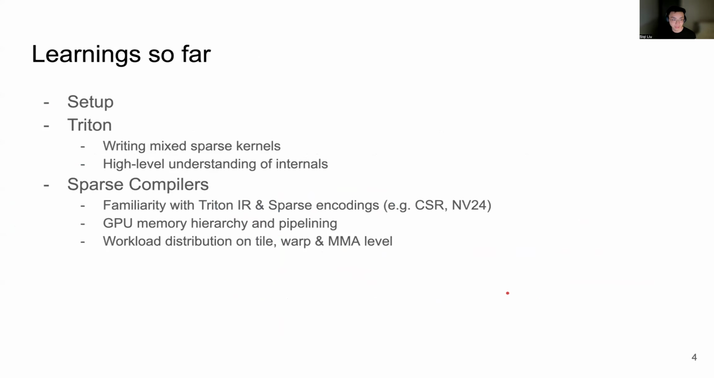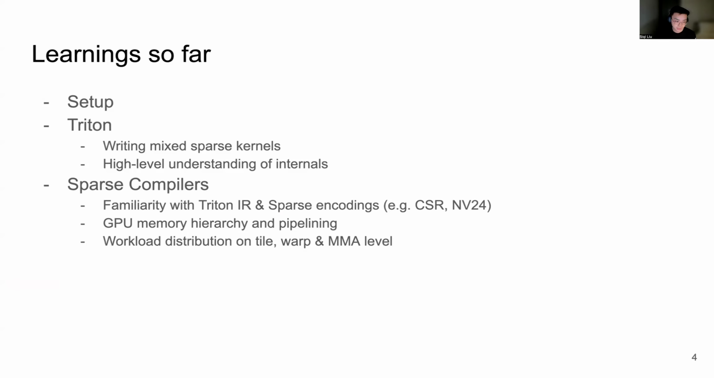So here are some of our learnings so far. I'm able to set up my environment on Compute Canada, as well as running some jobs. And I've learned a bit about Triton. I'm writing a few sparse kernels, which I'll talk about a bit later. And I also have a high level understanding of what is happening behind the scenes: which passes are running and how the Python side is bound with the C++ side of things. I've also learned a bit about sparse compilers.